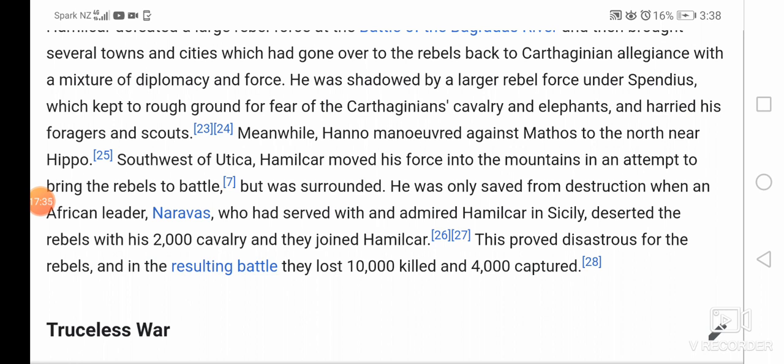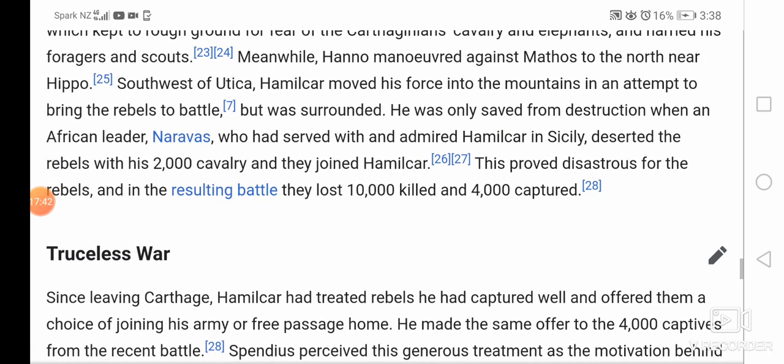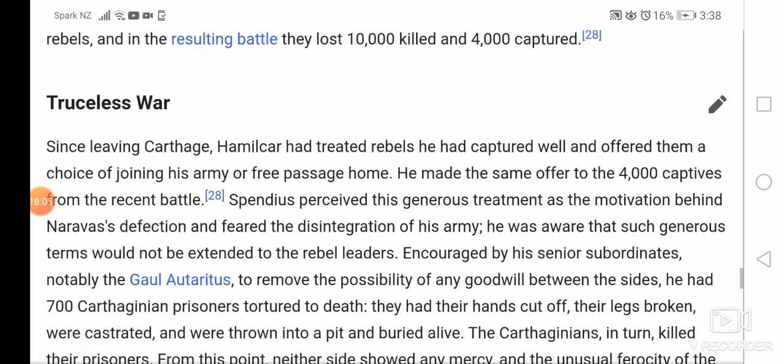Southwest of Utica, Hamilcar moved his force into the mountains in an attempt to bring the rebels to battle, but was surrounded. He was only saved from destruction when an African leader, Novatus, who had served with and admired Hamilcar in Sicily, deserted the rebels with his 2,000 cavalry, and they joined Hamilcar. This proved disastrous for the rebels. In the resulting battle, they lost 10,000 killed and 4,000 captured.